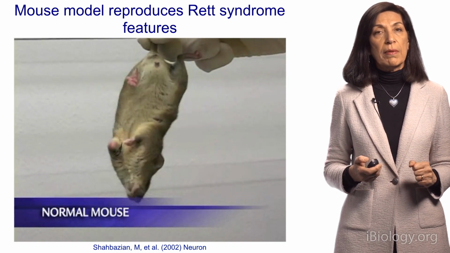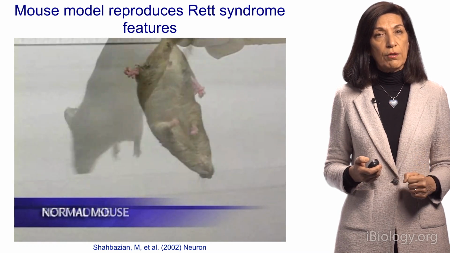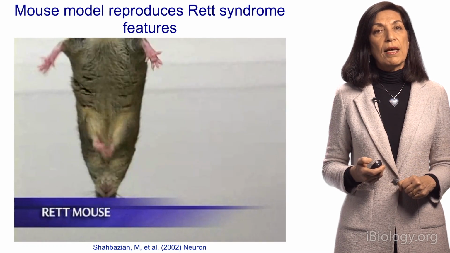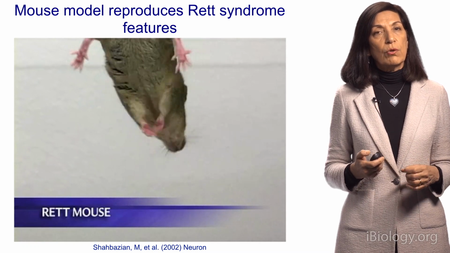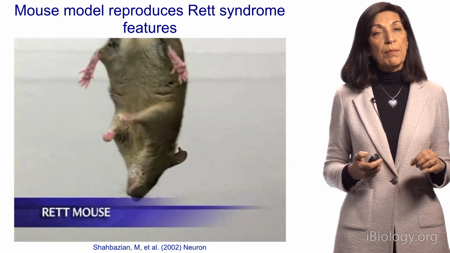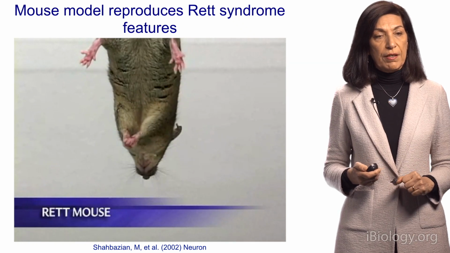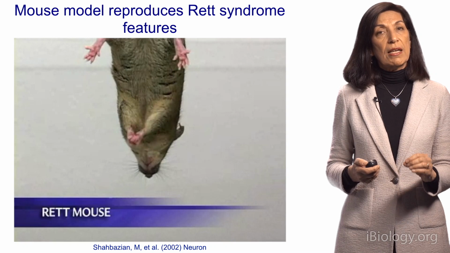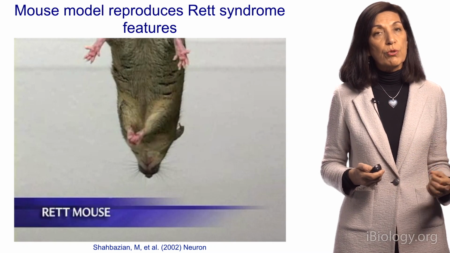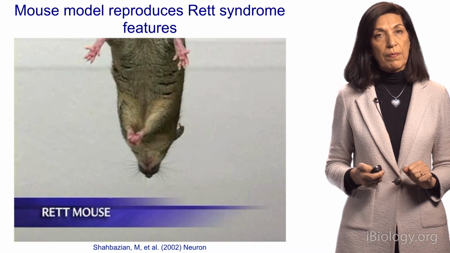So this is a normal mouse. It's pretty strong, trying to climb out of the examiner's hand. And now you'll see the Rett mouse rubbing its forepaws. And when it holds still for a minute, you're going to notice how tremulous it is, which is something very typical of Rett syndrome. So we knew then that if you take away this gene in the mice, you reproduce all the features of Rett syndrome.